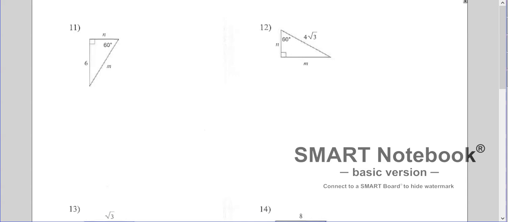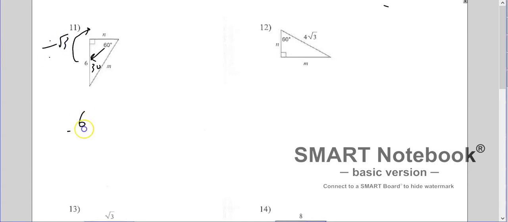Okay, number 11. We're back to 30, 60, 90 triangles because, again, out of order. So this is 30 right there. So what do we have? We have the long side, 6. So we need to go from the long side to the short side. We always go to the first side if we don't have it already. So remember, to do that, we divide by radical 3.